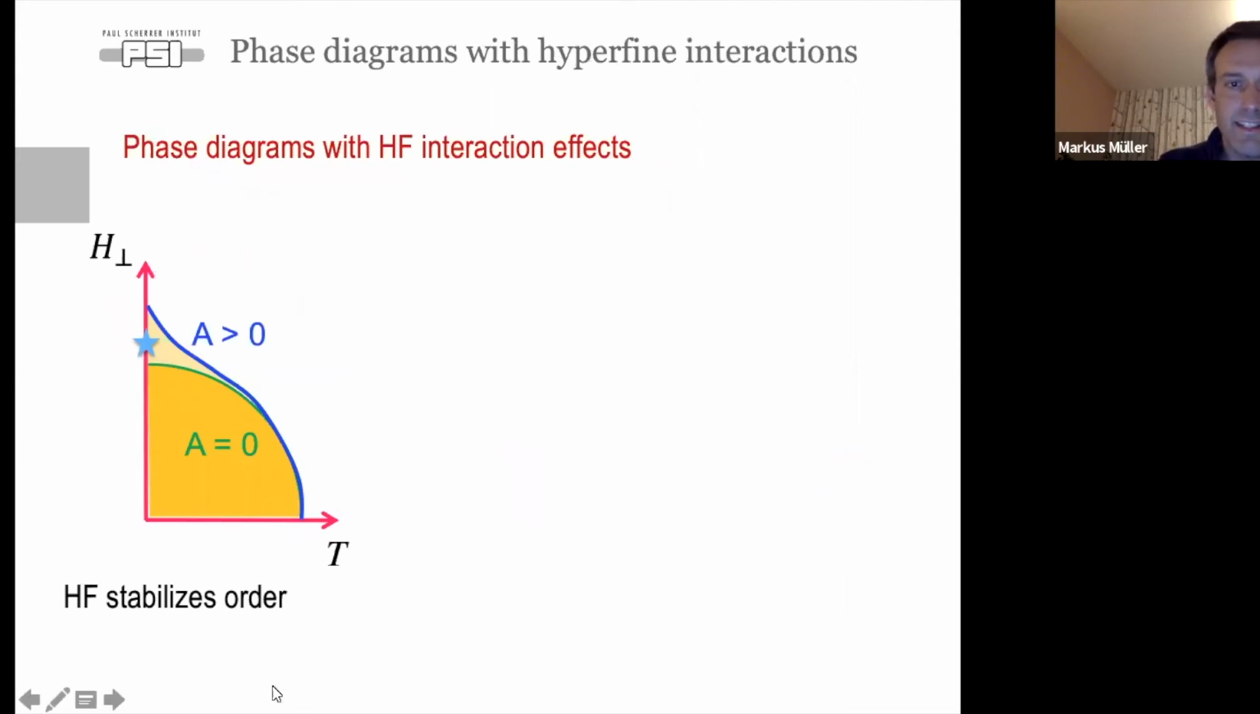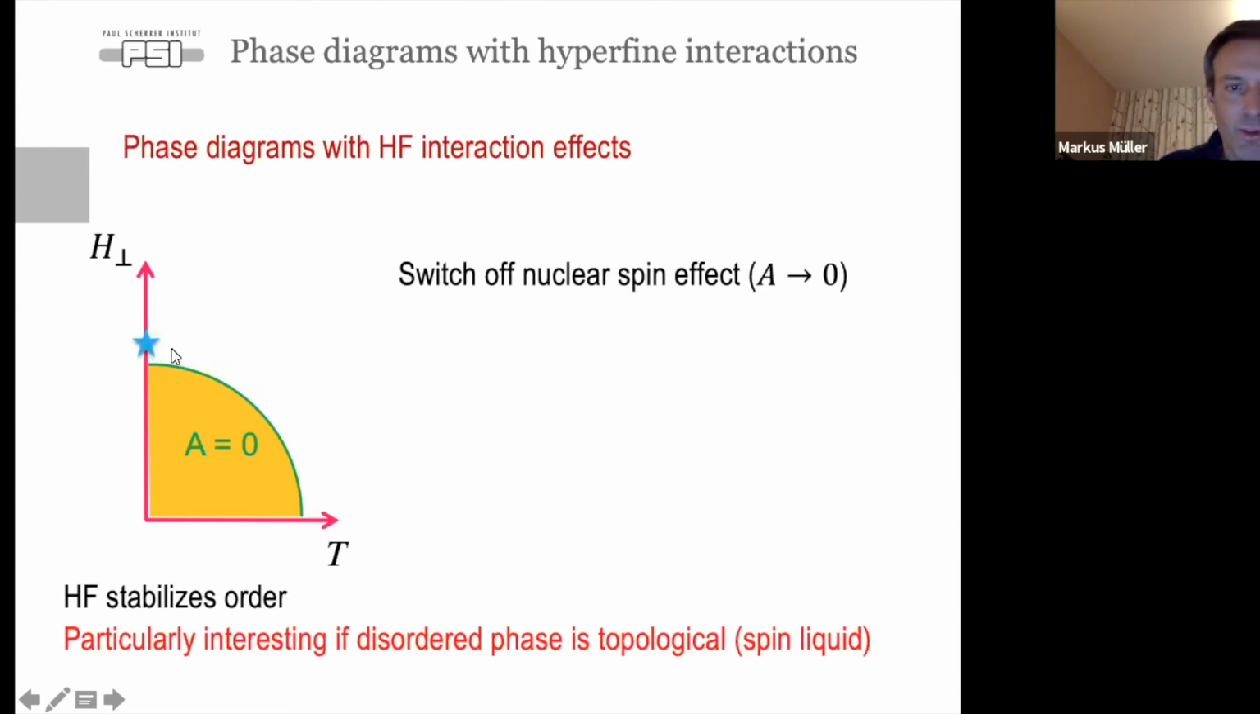So that's the easiest case of seeing that nuclear hyperfine coupling can affect the phase diagram, and in particular it can extend the stability. That's not particularly interesting, because if you switch off the nuclear spin effect by randomizing the nuclear spins, you just go from an ordered phase to a disordered phase, and that's usually not so much what you'd like to do. But it could be interesting if the disordered phase was, for example, a topological spin liquid, then that would be a very interesting thing to do.